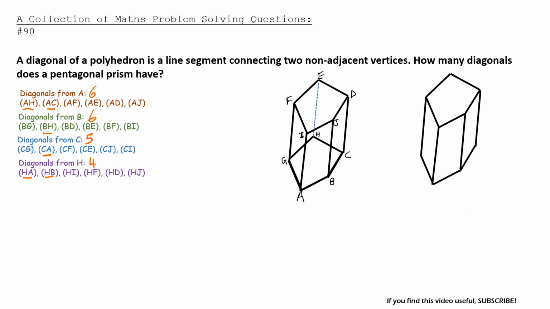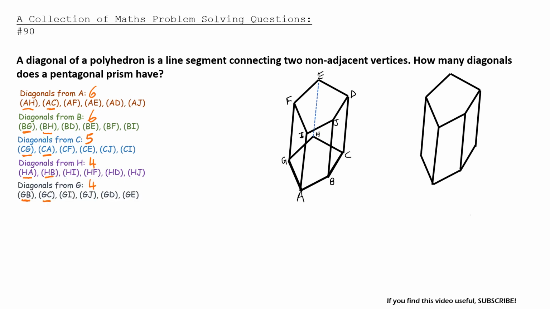Once again from H, when you do the diagonals, similarly you will get HA, HB, HI, HF, HD and HJ. HA has already been counted before, and HB also we've already counted before. So the only 4 diagonals we haven't counted so far are these, and so I have put in 4 there. Otherwise it would be repeat counting.